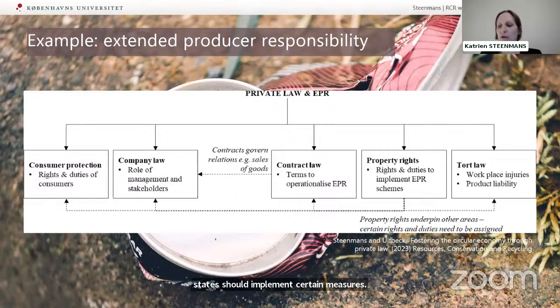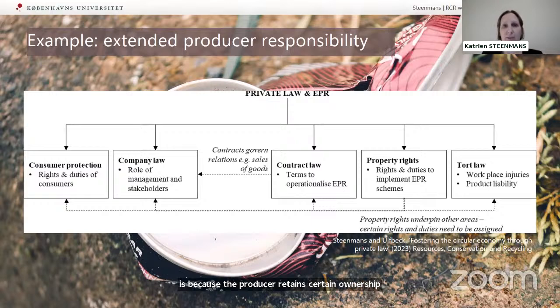So how does private law feature? At its essence, EPR is only possible as a result of property rights and duties that underpin EPR schemes. These property rights can either incentivize or inhibit EPR. For example, with physical responsibility, if it's implemented as a leasing scheme, the only reason such a leasing scheme can currently exist in current systems is because the producer retains certain ownership rights.